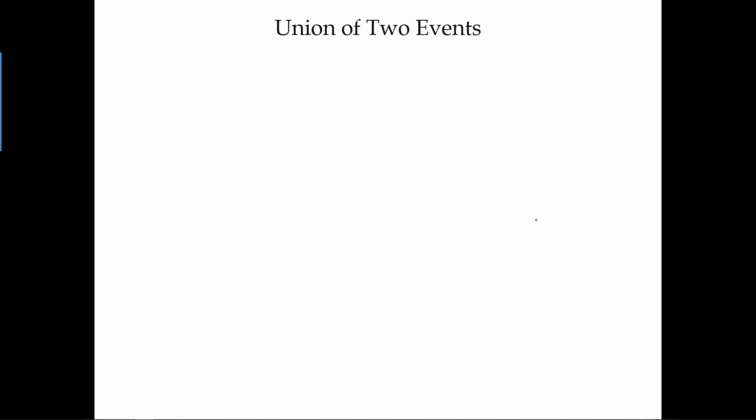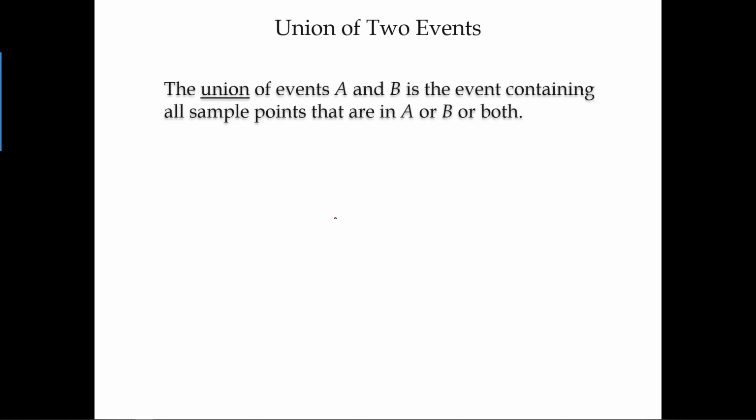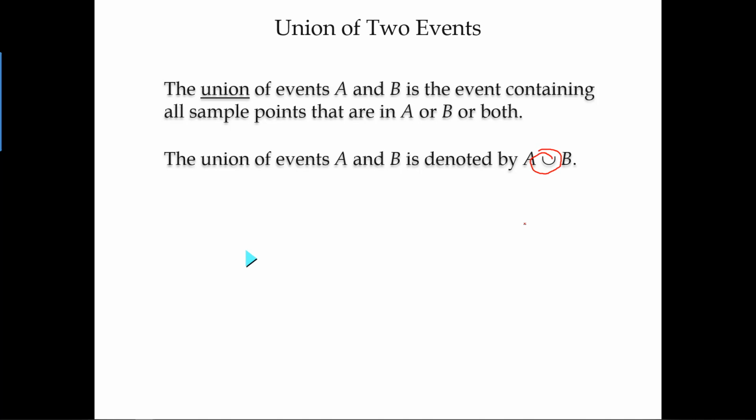So we're going to look at the union of 2 events and what the union means. The union of events A and B is the event containing all sample points that are in A or B or both. We use this notation, an upside down U, to denote the union of the 2 events: A union B.